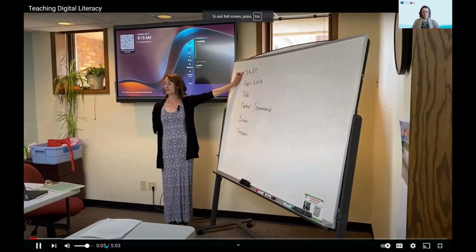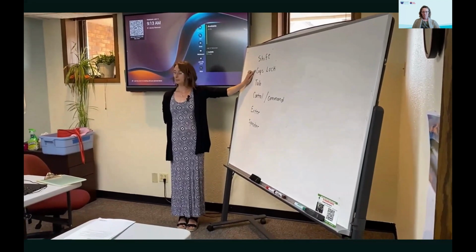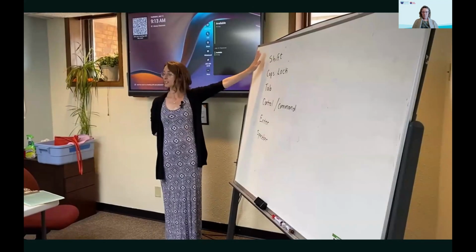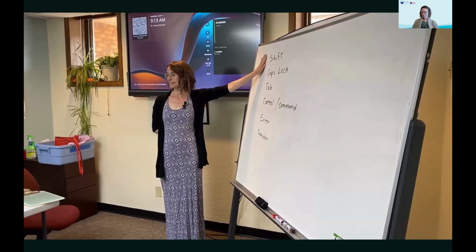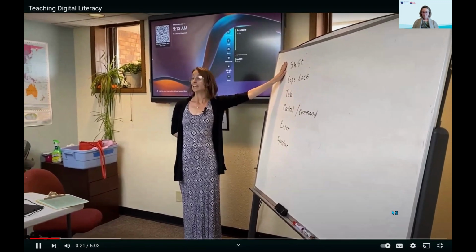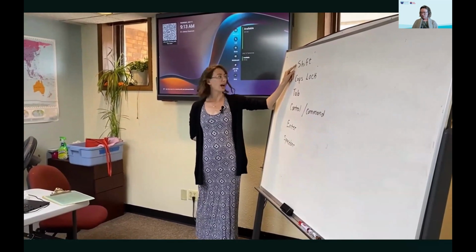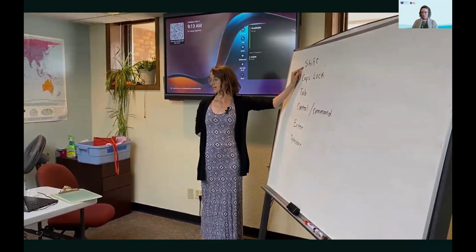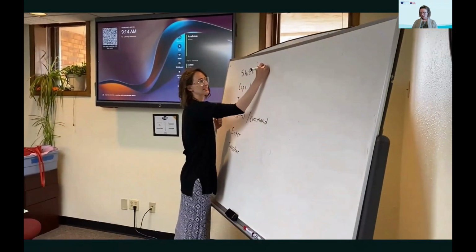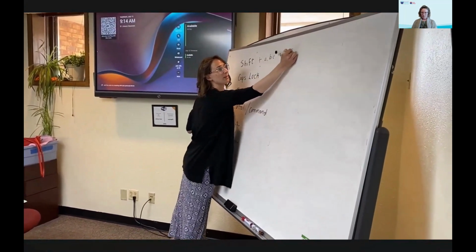So shift. Everybody say shift. Shift, good. Caps lock. Tab. What does shift do? What does that key do? Anyone know? Yeah. Yes. You can use it to make a capital letter. How do you do that? Yes, good. You press shift plus the letter A, B, C. Makes it A, B, or C.